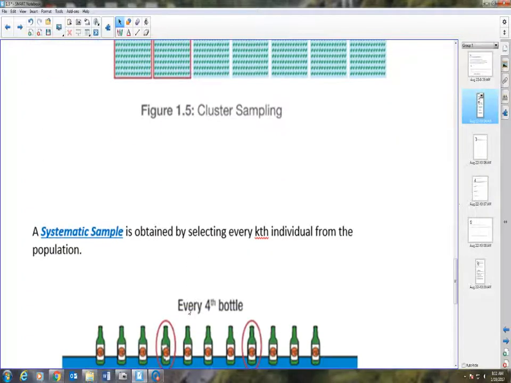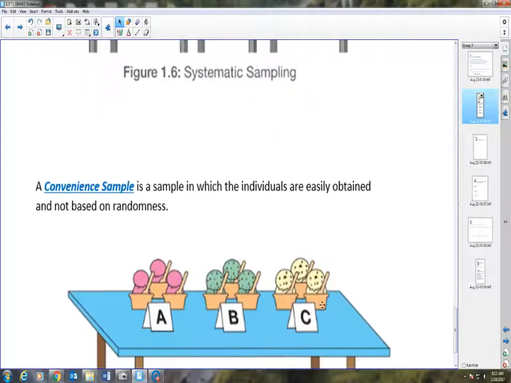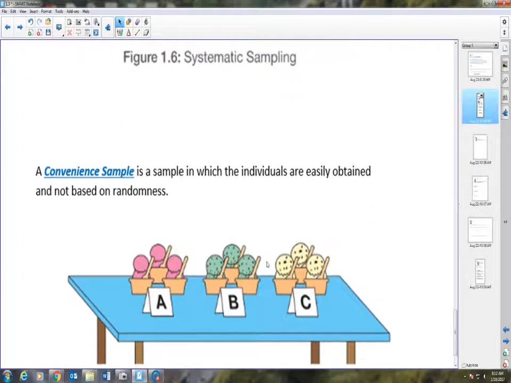Alright, another method is systematic sampling. It's obtained by selecting every so many individuals from the population. For example, every 4th bottle, we're going to take off the assembly line. You're going to hear this, selecting every so many, that will be systematic. Very powerful sampling method for assembly lines. The last one is probably one of the worst ones, called a convenience sample. It is a sample in which individuals are easily obtained and not based on randomness.